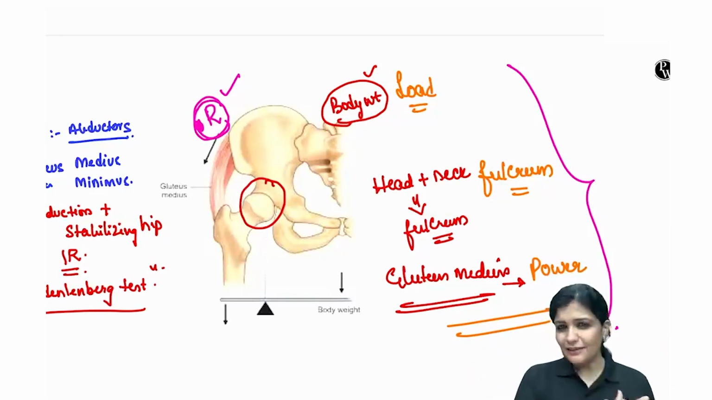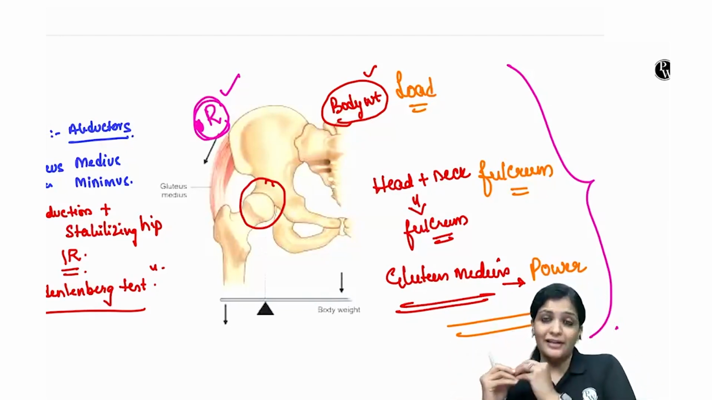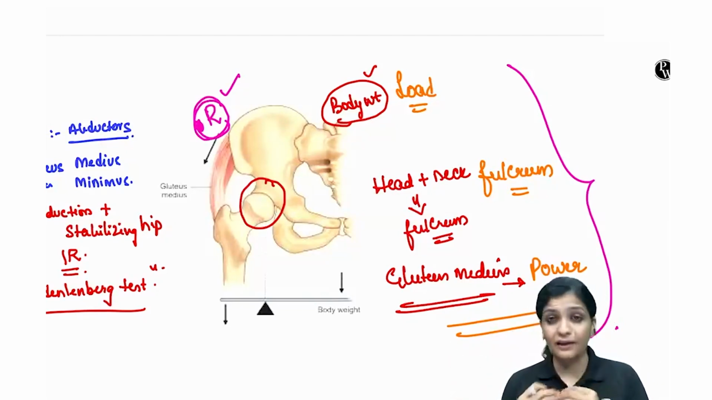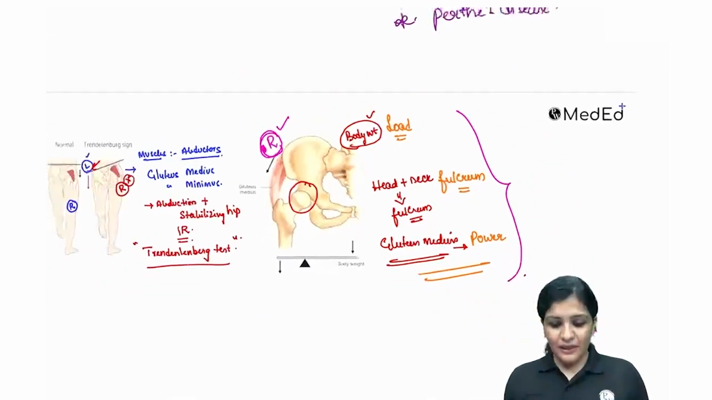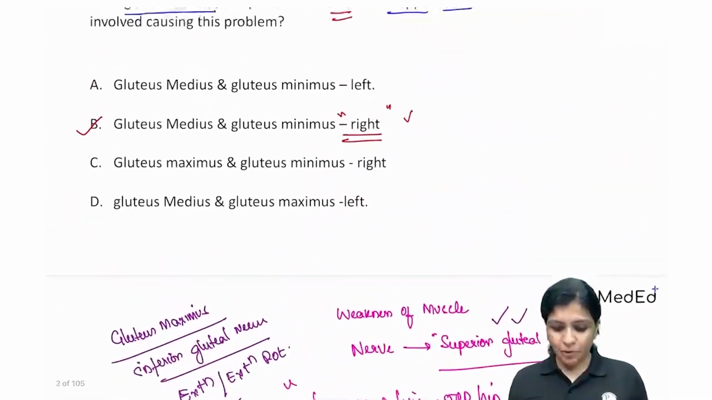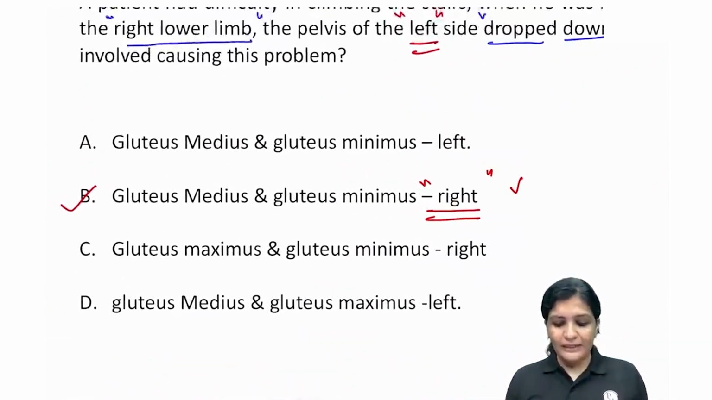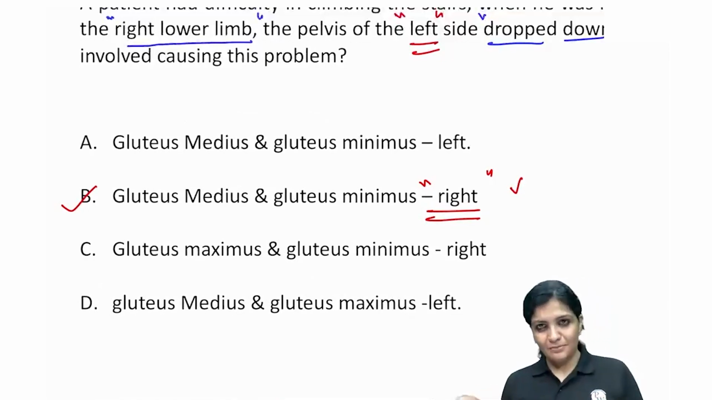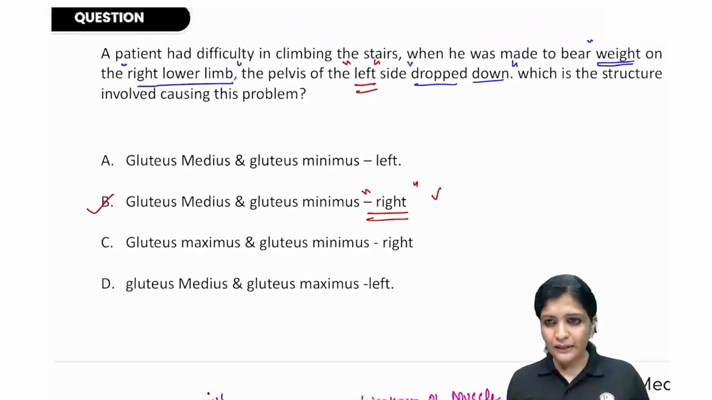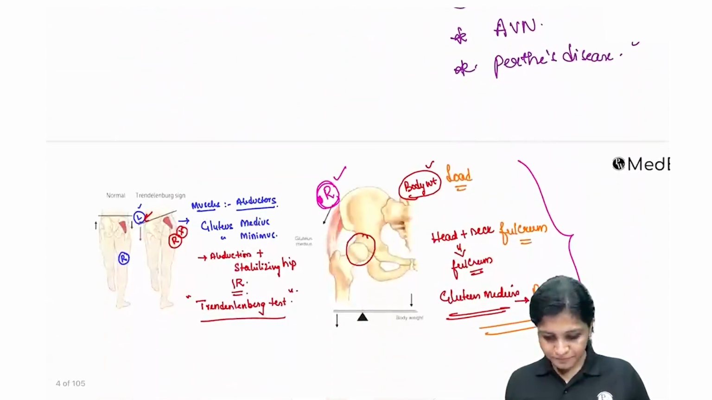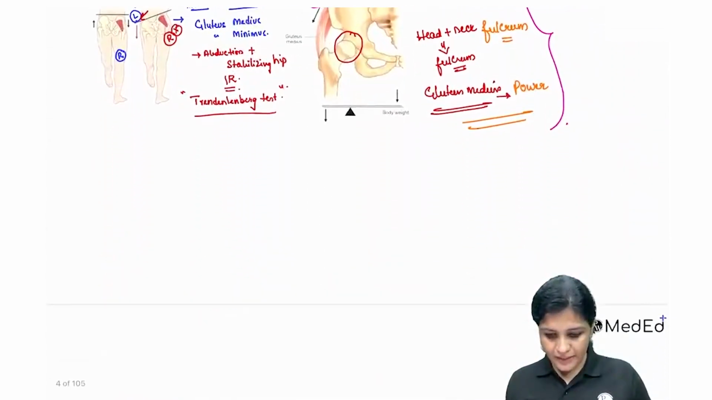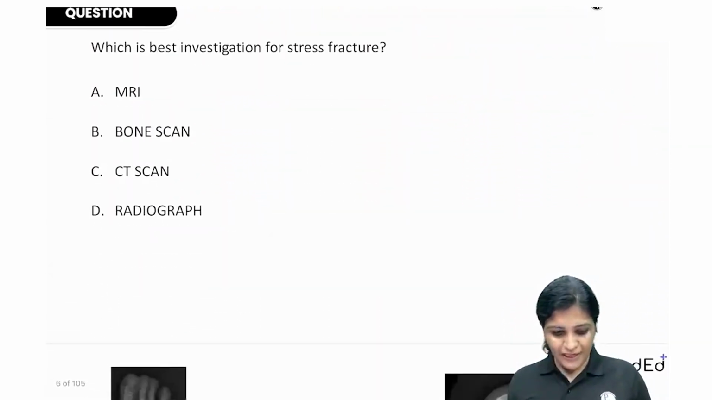So what is the least thing which they can ask? They can just ask you what are the abductors, and what is the highest thing they can ask? They can ask you which is acting as the fulcrum, what is the power, what is the load, right? So this is all about the important question which I have told you. So the answer here would be the gluteus medius and the gluteus minimus of the right side. Hope you all understood it clearly, right? And then we move on to the next one.